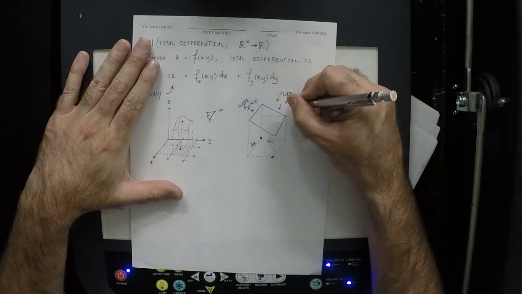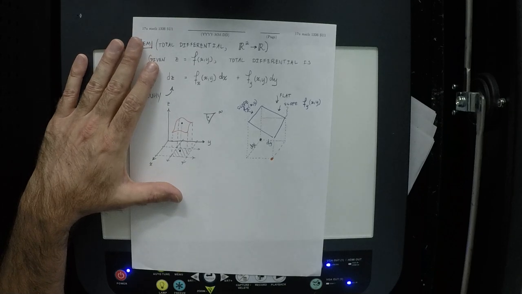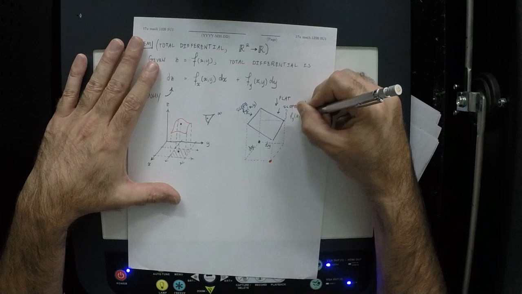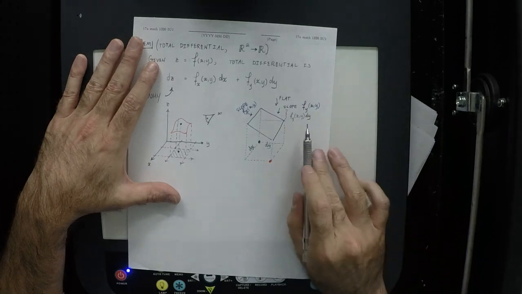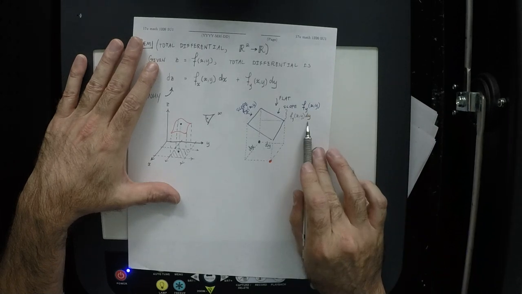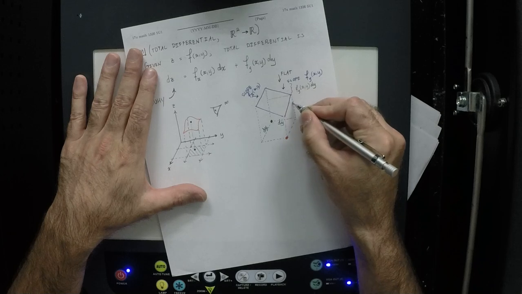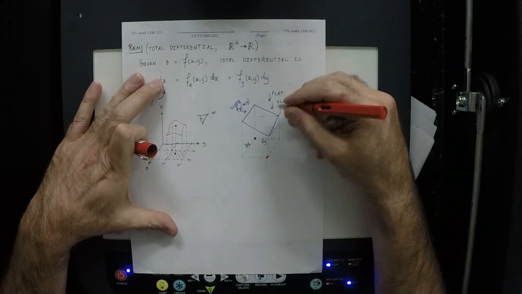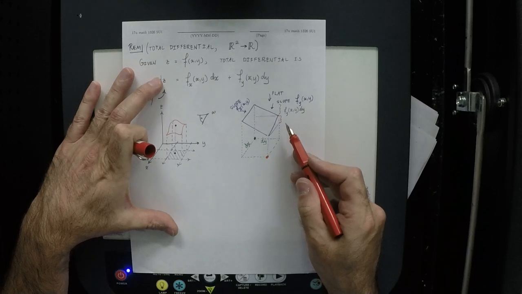Well, this change right there is the y slope multiplied by the distance you traveled in the y direction. Slope times distance. What will this one be? So what will that one be?